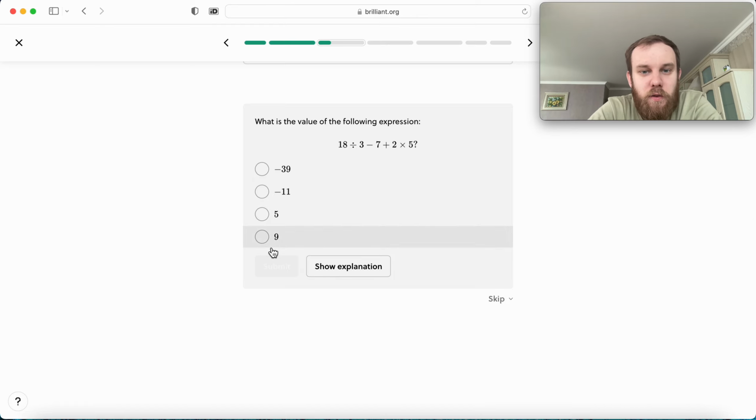What is the evaluation of the following expression? Okay, so first of all, we need to divide 18 by 3, which is 6. After this, we need to multiply 2 by 5, which is 10. So we have 6 and 10. And we need 6 minus 7. 6 minus 7 is minus 1 plus 2, it should be 1, and I made a mistake somewhere here.